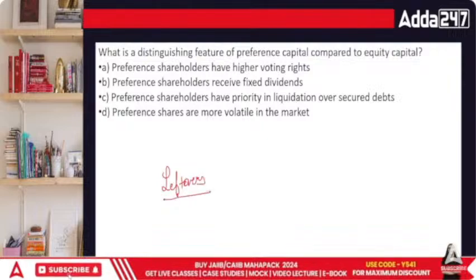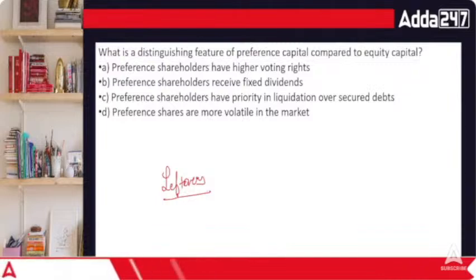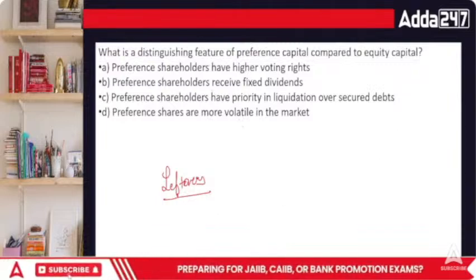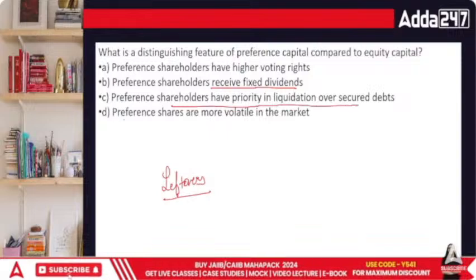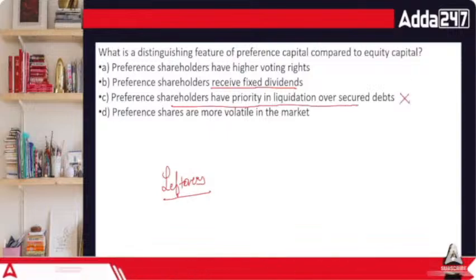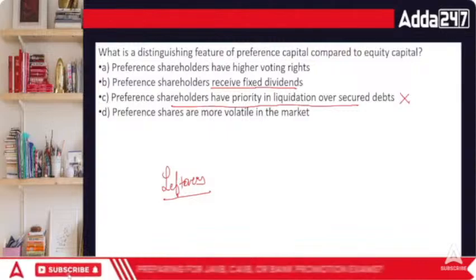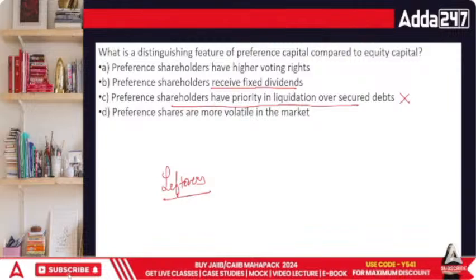Preference shareholders have higher voting rights. Preference shareholders receive fixed dividends. Preference shareholders have priority on liquidation over secured debts. No, debts are first. First of all, we'll be making payments to the people who have given loans to the organization. They have more importance technically.